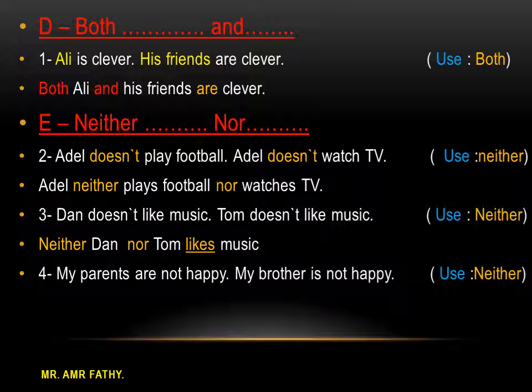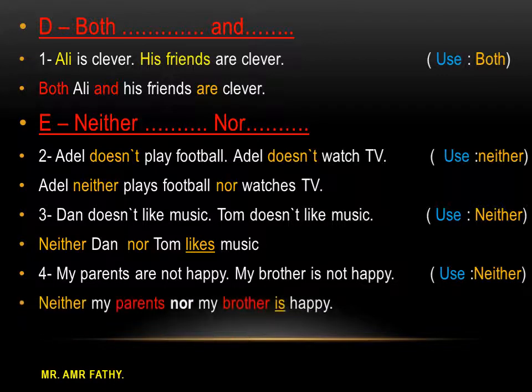Also, number 4: my parents are not happy, my brother is not happy. You are asked to use what? Neither. So how can I use it? Neither my parents. Take care from number 4. Number 4 is a very important one. Why? Because here in number 4 we have two different subjects, my parents and my brother. My parents is plural, my brother is singular. So how can the verb deal with this sentence?